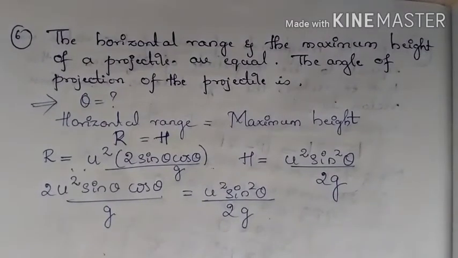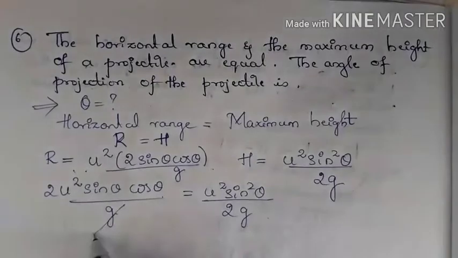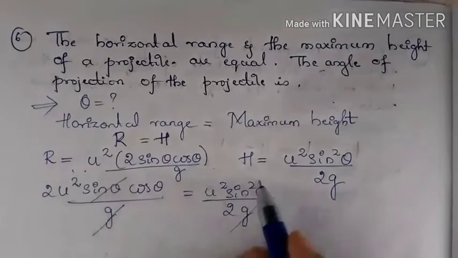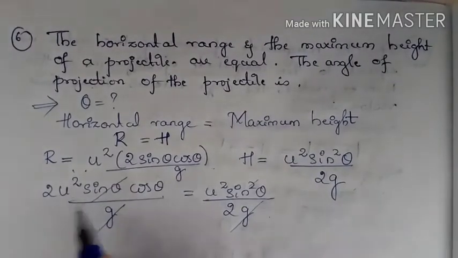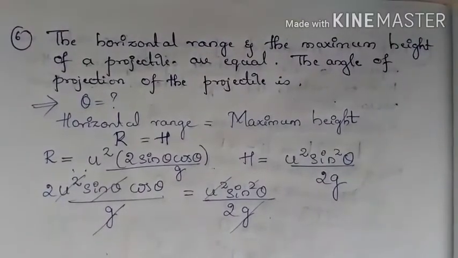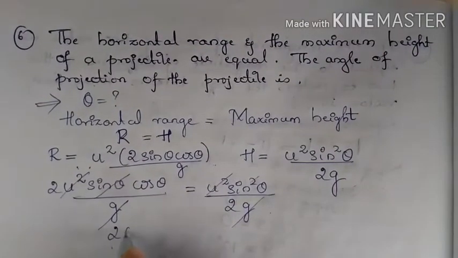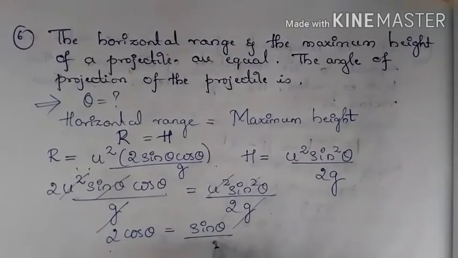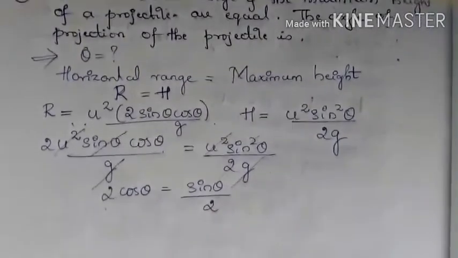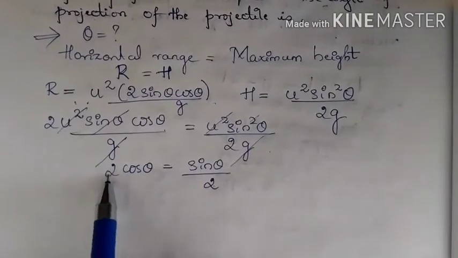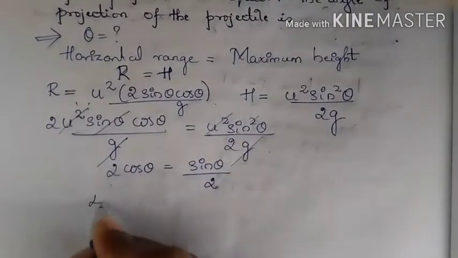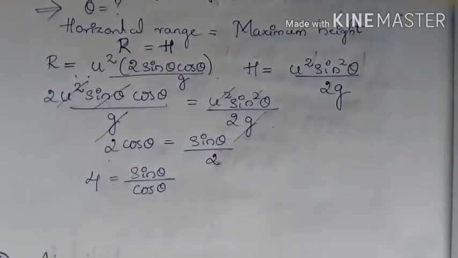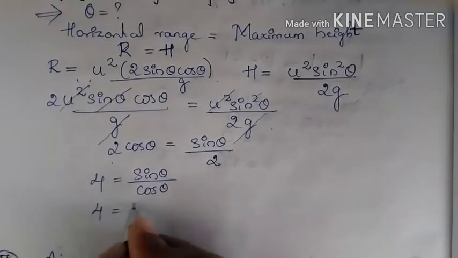Cancel out the terms which are cancelable. So here g will get cancelled. What will get cancelled again? 1 sine theta and 1 sine theta here will get cancelled. U square here will get cancelled. What remained is 2 cos theta is equal to sine theta by 2. That means if you take this 2 to this side and cos to the denominator, what you will get? 4 equals sine theta divided by cos theta. We know what is sine divided by cos, that is tan theta.